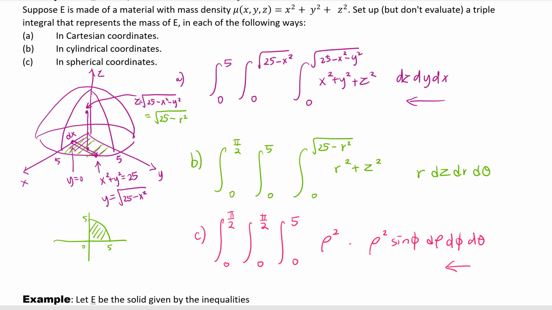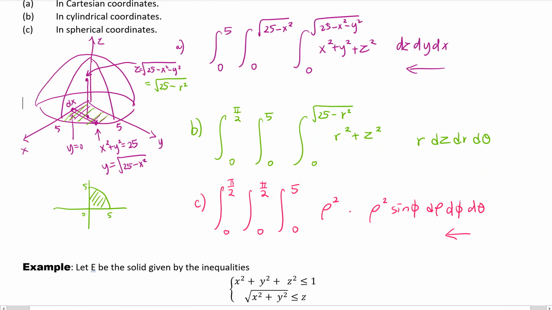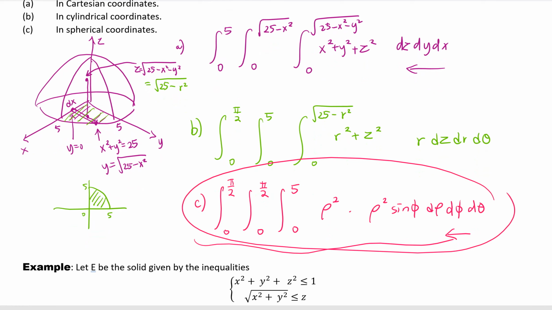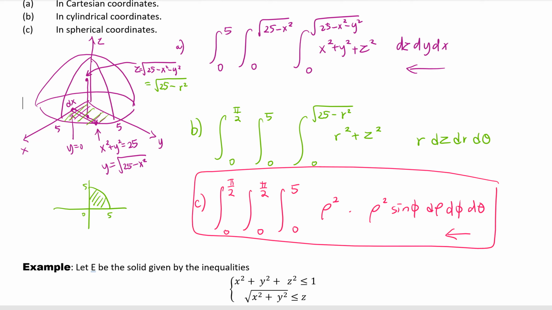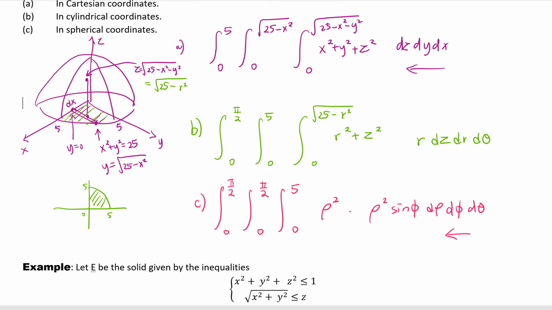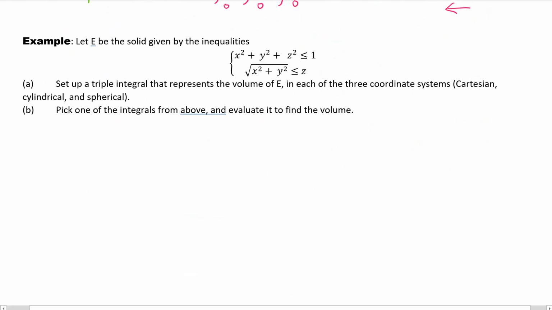All right, let's continue. By the way, after class, please go ahead and evaluate this integral. You should be able to do that. The integral of rho to the 4 is rho to the 5 over 5, right? And then you can integrate the sine phi. So please work on this integral and find the answer. Okay, evaluate this integral after class. All right, let's continue.